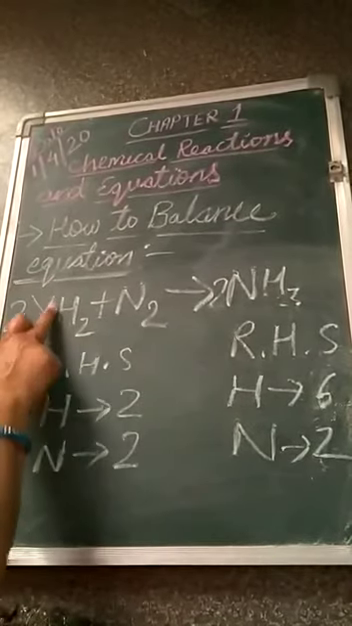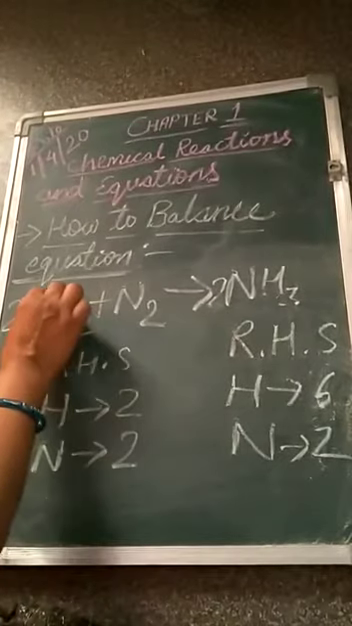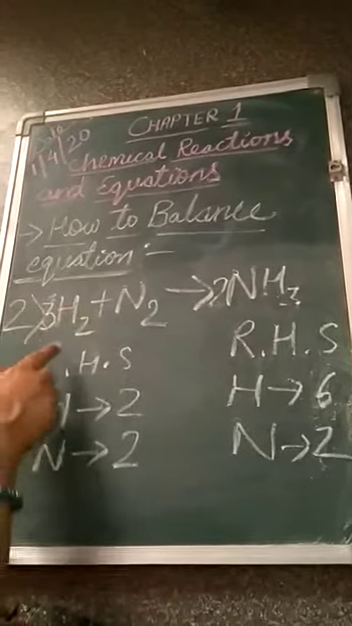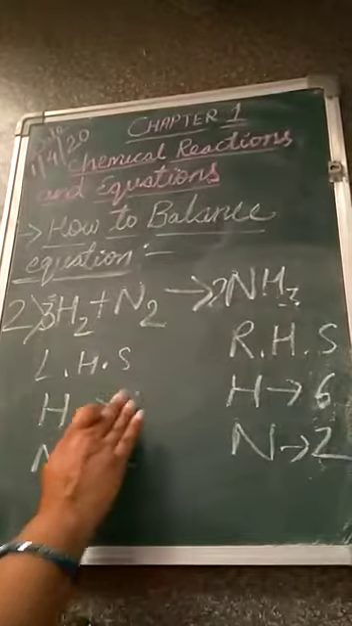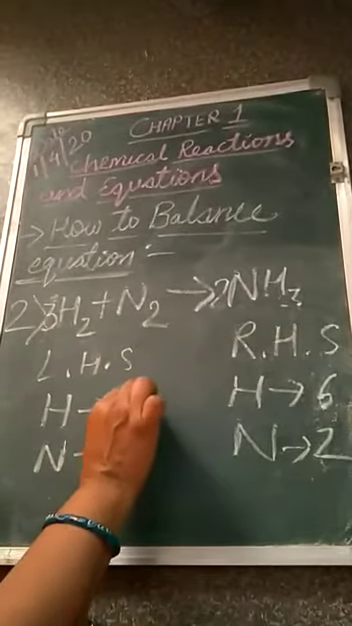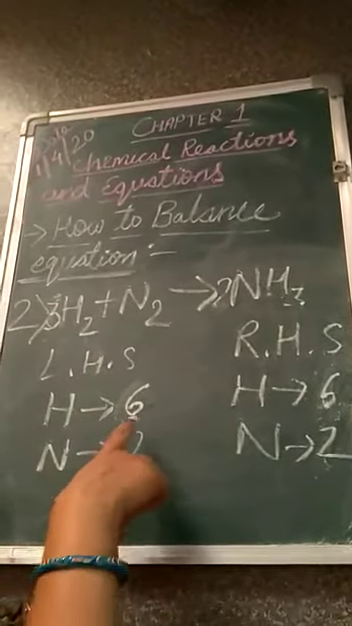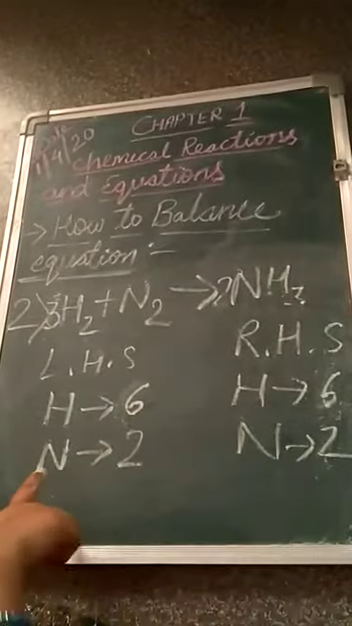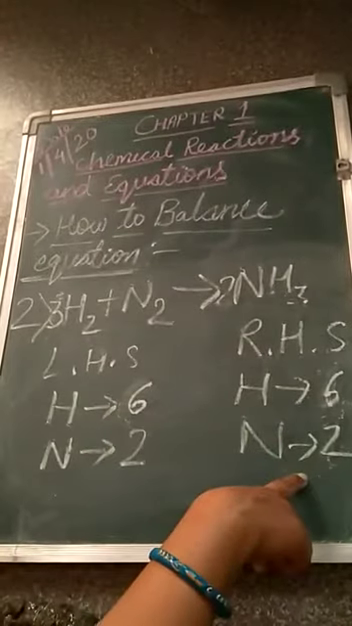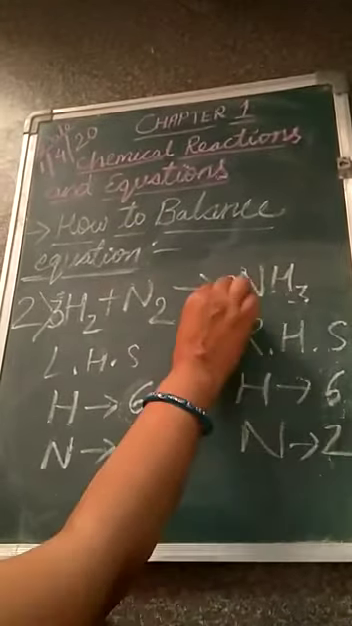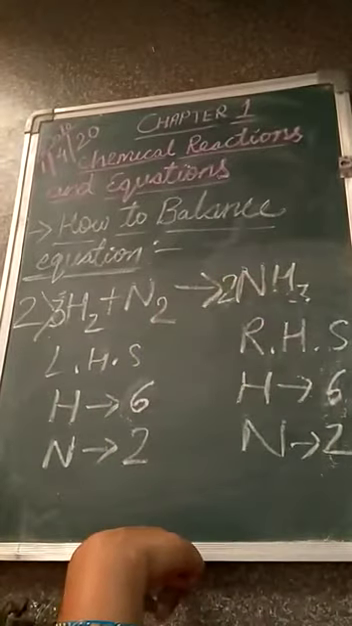It will be 8. It is wrong. But if I put 3 here, it is 6. 3 into 2, 6. Now you can see that hydrogen on both sides is 6, nitrogen atoms on both sides is 2. So this is your balanced equation.